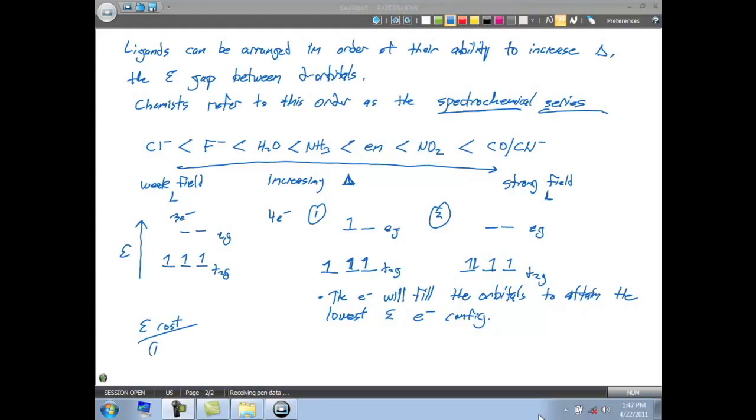For scenario number 1, the energy cost would be equal to delta O, right? Because we have an octahedral complex. This is delta O. By putting this 4th electron up here in the EG orbital, it's going to cost energy, so our energy cost is delta O.